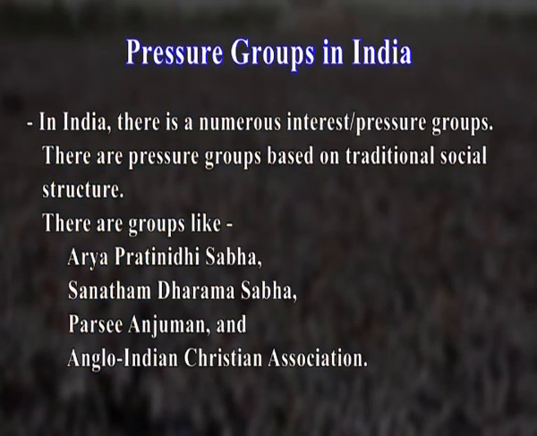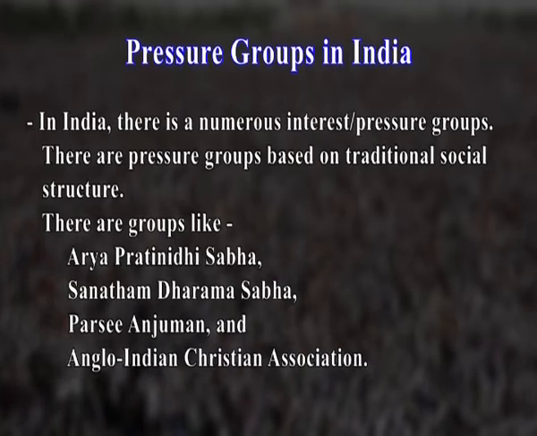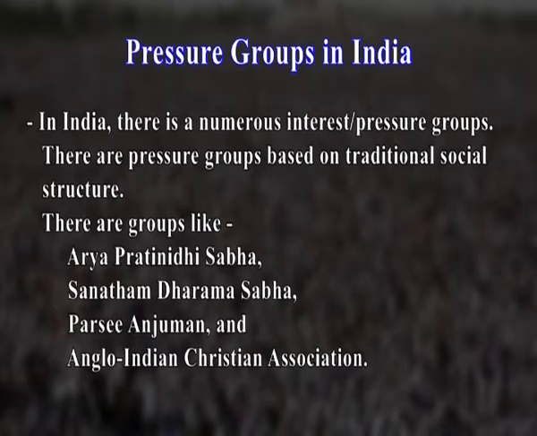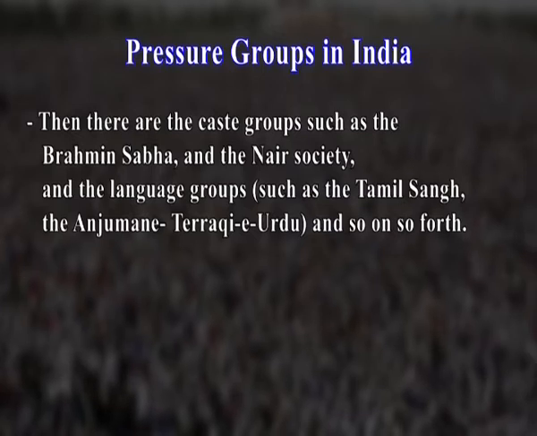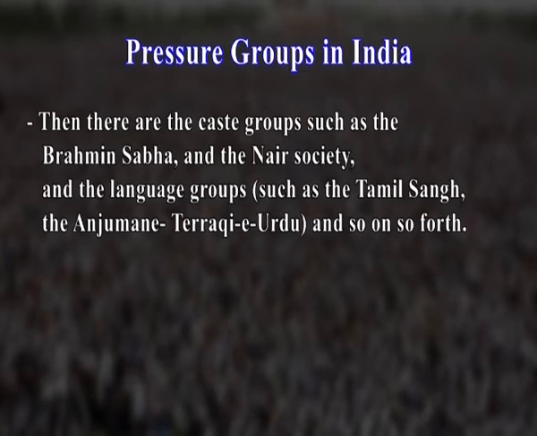In India, there are numerous interest and pressure groups. There are pressure groups based on traditional social structure. There are groups like Arya Pratinidhi Sabha, Sanatan Dharma Sabha, Parsi Anjuman and Anglo-Indian Christian Association. Then there are the Nair Society, which is a caste based group, such as Brahmin Sabha, and the language groups such as the Tamil Sangha and the Anjuman Tarike Urdu and so on and so forth.